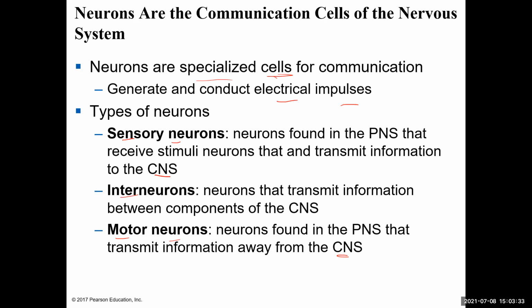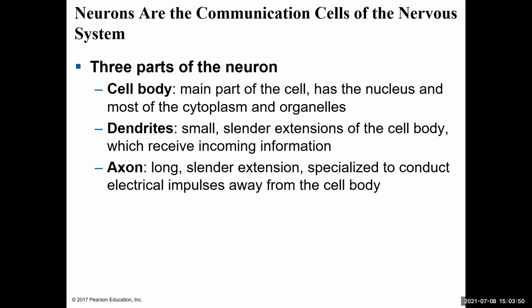Now, interneurons transmit information between various components of the central nervous system. So they're kind of these connecting neurons. Now, if we look at the structure of a neuron, there are three main parts: the cell body, the dendrites, and the axon. We've briefly talked about these when we talked about the different types of cells several chapters ago, but we're just going to go over this again to make sure everybody's on the same page.